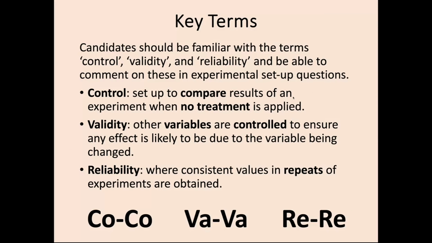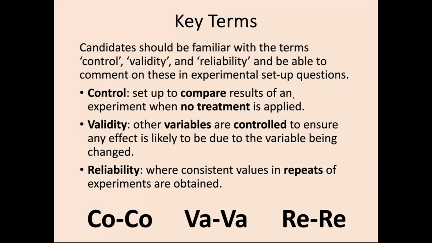So there are three main key terms that you need to know about in terms of experimental design for your exam, and the SQA say that candidates should be familiar with the terms control, validity, and reliability. And you should be able to comment on these in experimental setup questions. So that's what we're going to continue to do through the rest of this video, is to look at those three and to look at some of the questions that might be asked of you in the exam.